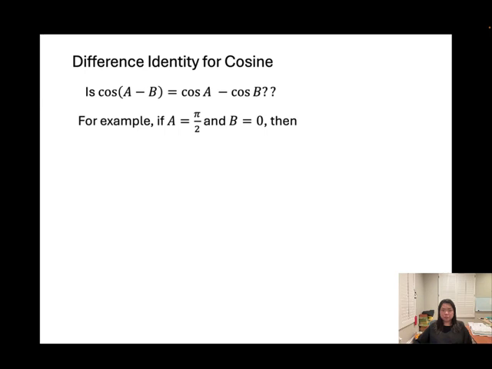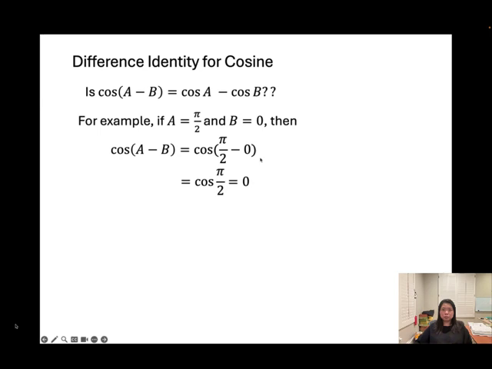For example, if A equals pi over 2 and B equals 0, then first we're going to plug into the left hand side. A minus B is pi over 2 minus 0, and that will be equal to cosine pi over 2. Cosine pi over 2 will be equal to 0.